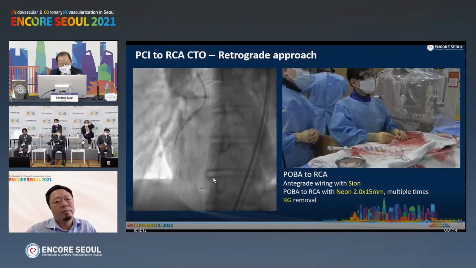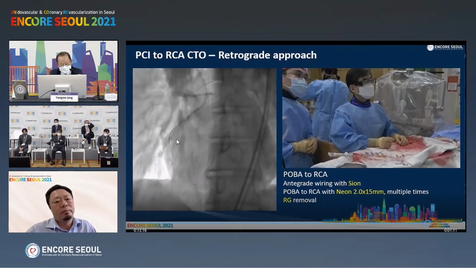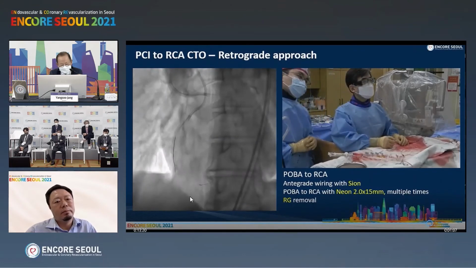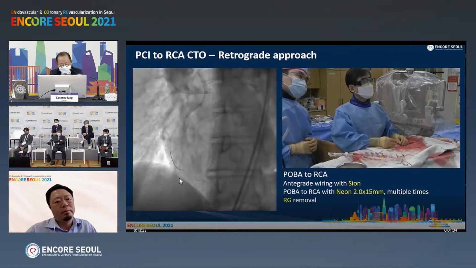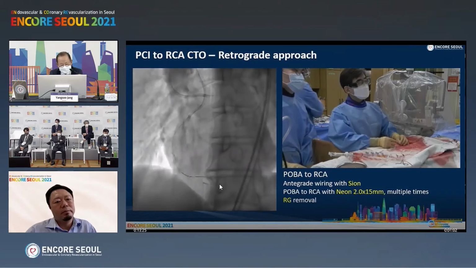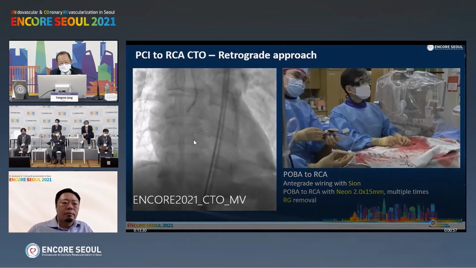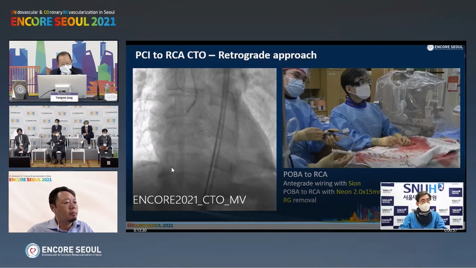Thus, I have to engage a wire into the distal RCA. This RCA has a kind of dissection. Thus, I cautiously pass through the dissected segment into the true distal lumen, and I withdraw the RG3 until here, the RV branch, so as not to be captured by the other wire, the distal stent. Thus, I withdraw the RG3 like here, and then I introduced the stent.